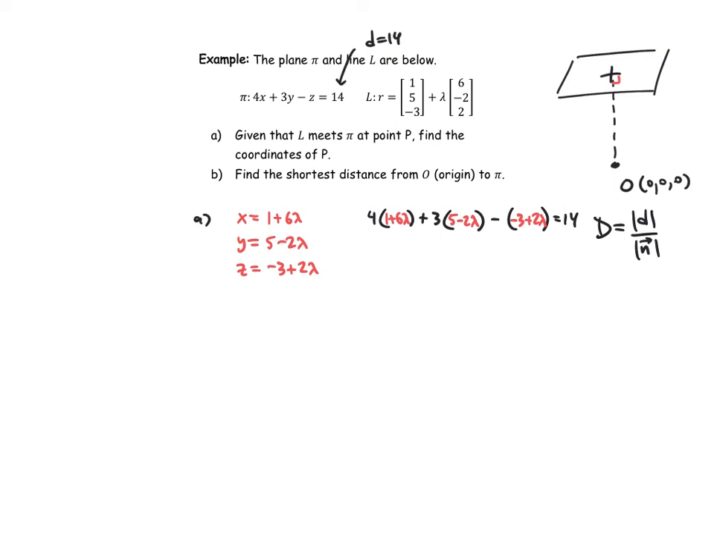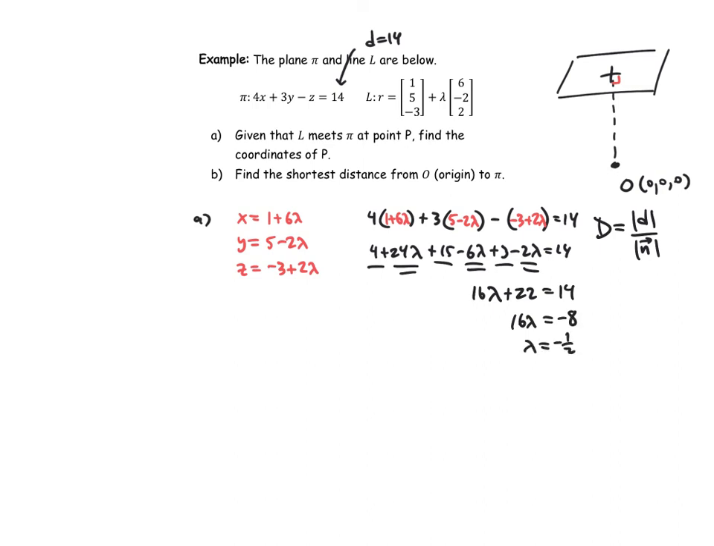All right, so let's find what lambda would be. This will be 4 plus 24 lambda plus 15 minus 6 lambda plus 3 minus 2 lambda is equal to 14. Okay, combining like terms, it looks like I get 16 lambda plus 22 is equal to 14. Therefore, 16 lambda is equal to negative 8, which means lambda is equal to negative a half. So when lambda equals negative 1/2, the line intersects the plane.